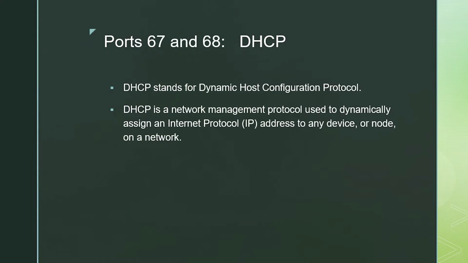Ports 67 and 68. Ports 67 and 68 are used for DHCP. DHCP stands for Dynamic Host Configuration Protocol. DHCP is a network management protocol used to dynamically assign an IP address to any device or node on a network. Remember, DHCP uses ports 67 and 68.